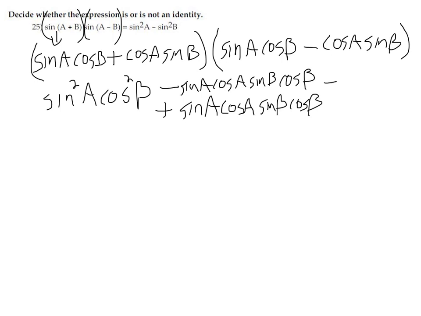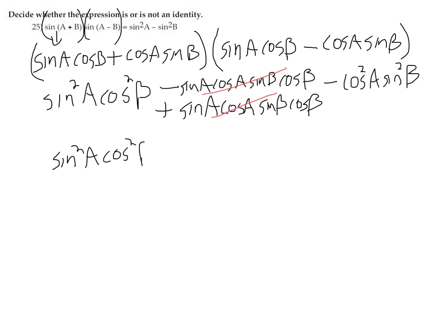And the last product is minus cosine squared A sine squared B. Okay, so once again, these cancel. They were conjugates, so we expected those to cancel. So now let's see, what do we have now? Let's rewrite it. Sine squared A cosine squared B minus cosine squared A sine squared B.